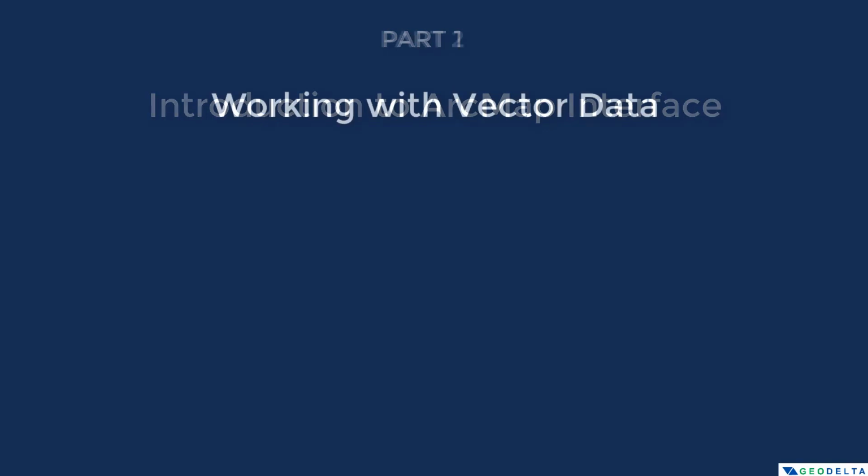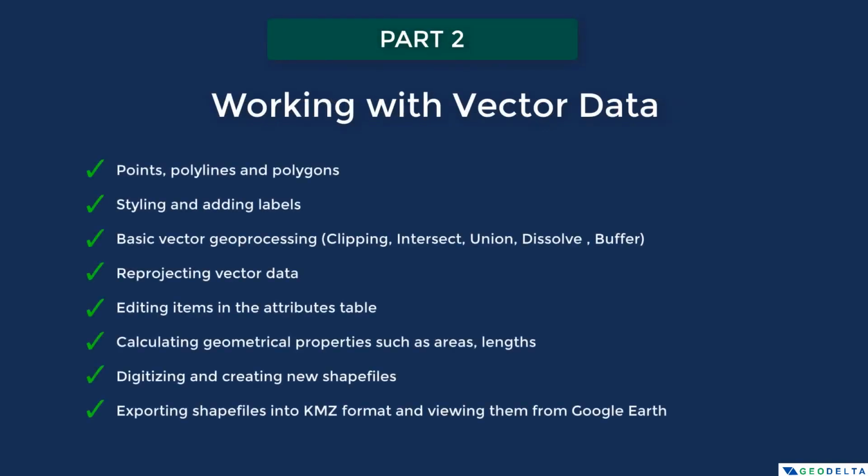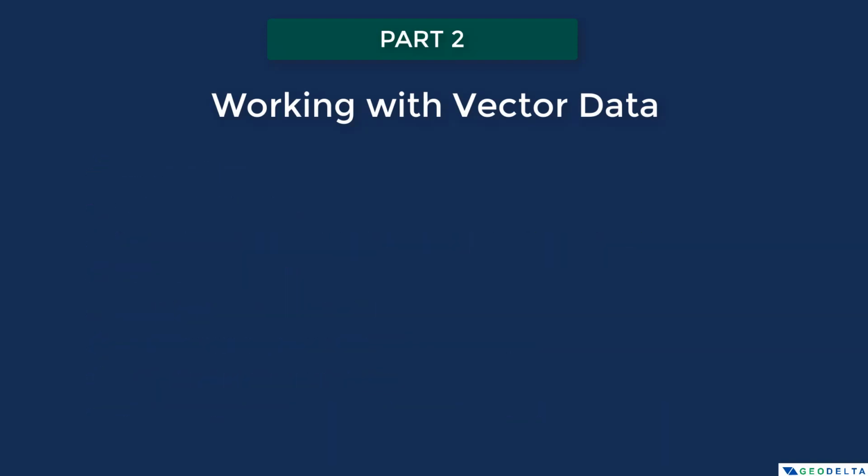Then we will move on to discuss how we can use this software to work with vector data. Now on the screen you can see the subtopics we are going to discuss, things like types of vector data, how to do basic styling and geoprocessing tasks, how to edit the attributes, how to use the field calculator and the geometry calculator, how to digitize things, how to create new shapefiles, and how you can export those new vector files into different file formats.